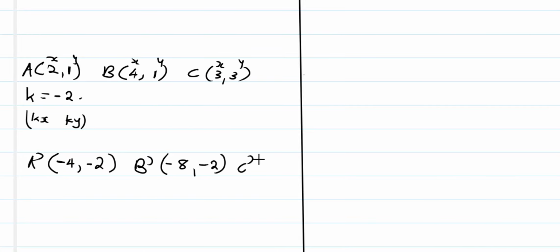And then C enlarged becomes negative 2 multiplied by 3, which is negative 6. And the same for y, which is negative 2 by 3, which is negative 6. Like that. And that becomes the new values of the enlarged triangle.